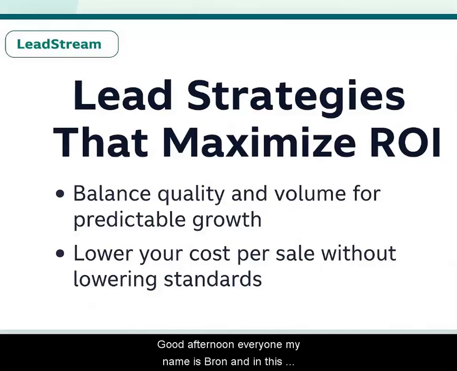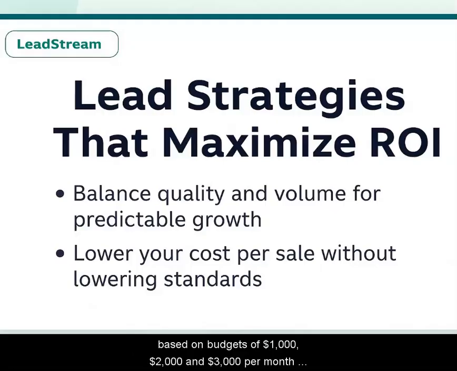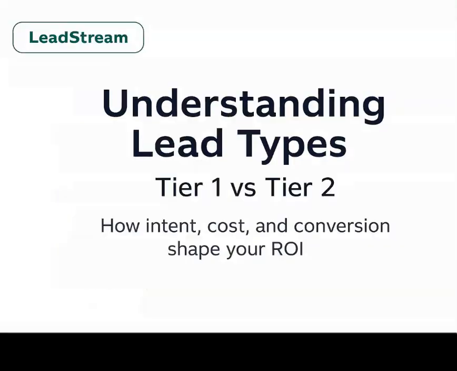Good afternoon, everyone. My name is Brian, and in this quick video, I'm going to walk you through 3 different lead strategies for final expense insurance based on budgets of $1,000, $2,000, and $3,000 per month. We'll compare Tier 1 leads and Tier 2 leads, and I'll show you exactly how they impact your sales and profitability using the income calculator.